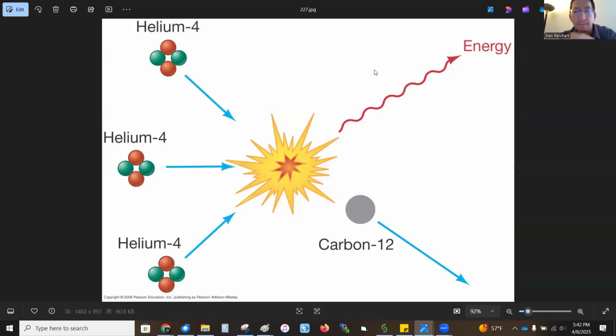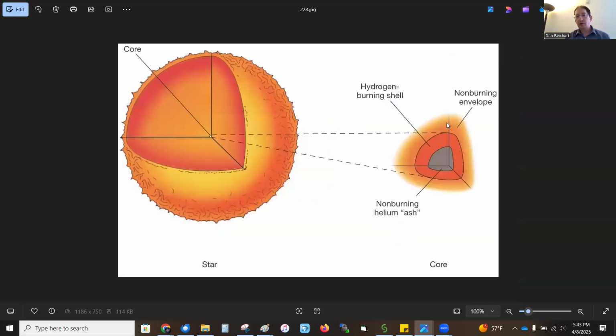We talked about this before. A two-step process, but in summary, 3 helium nuclei go in. We call those alpha particles, hence the name triple alpha, and carbon comes out and energy. And so now, what was a non-burning helium ash core has ignited, and it expands because it's hot, and that stretches out the surrounding hydrogen-burning shell.